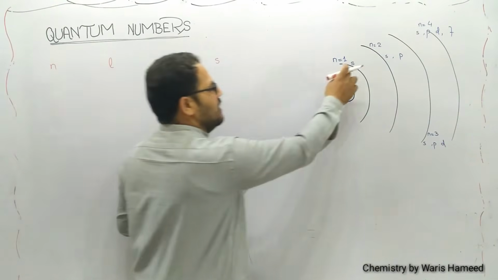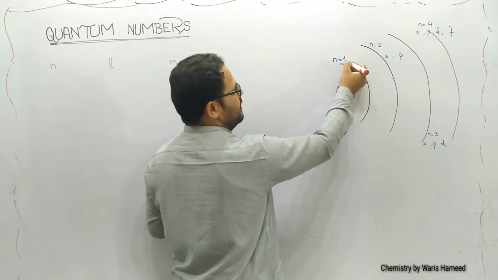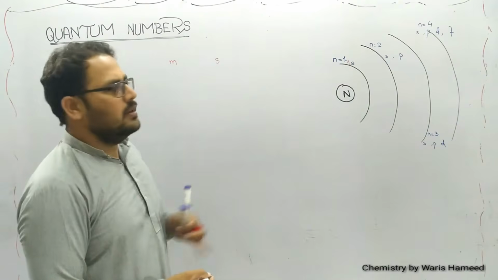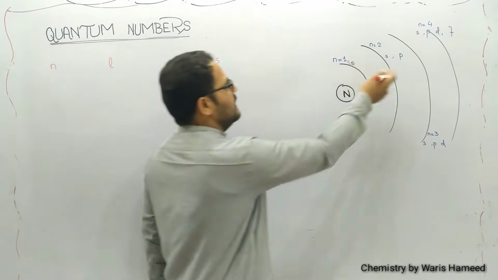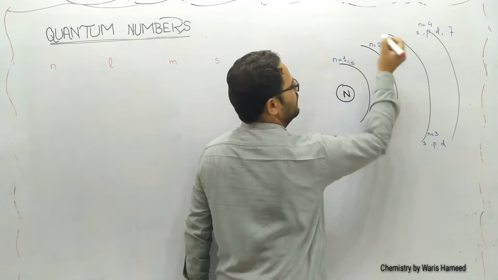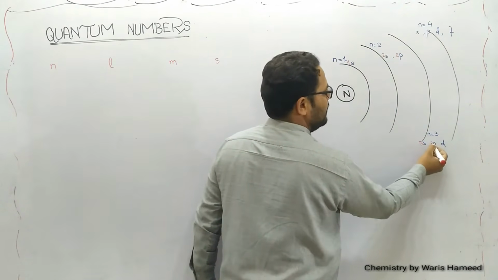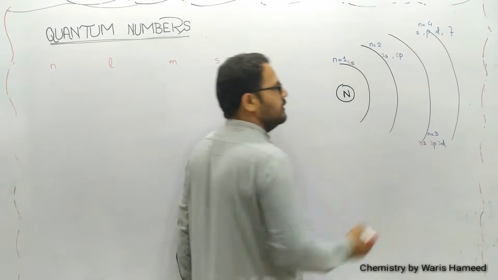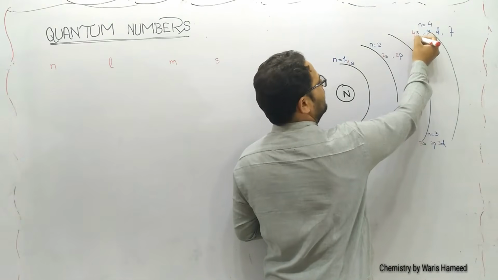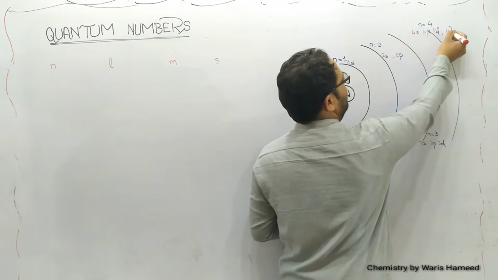As this s belongs to the first shell, the principal quantum number is shown before that orbital as 1s. In case of this, we can write 2s, 2p. We can write here 3s, 3p, and 3d. In case of n equal to 4, we can write 4s, 4p, 4d, and 4f.